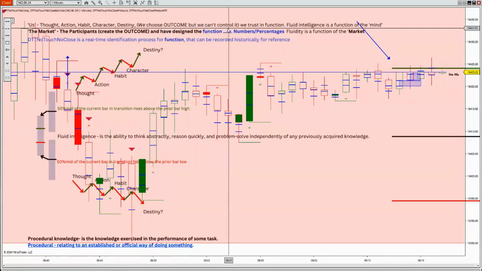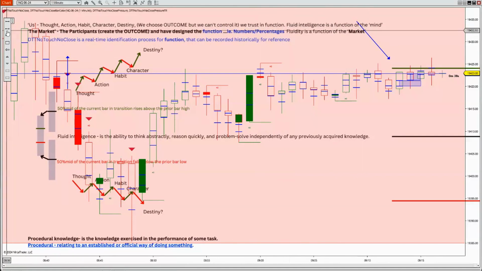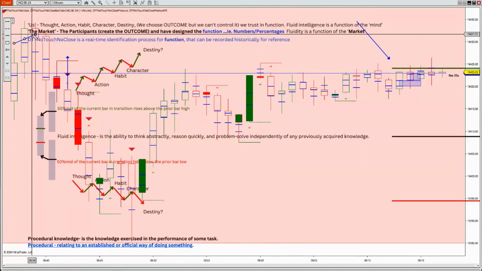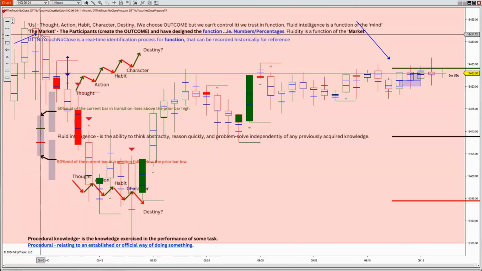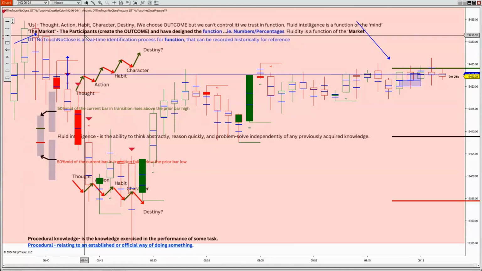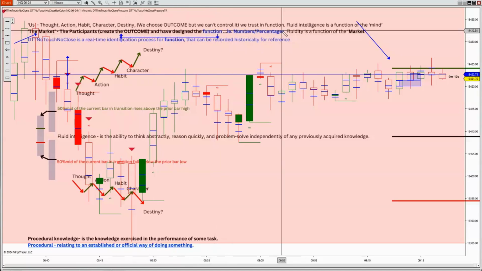We choose outcome, but we cannot control it. We trust in the function of it. So fluid intelligence is the function of the mind. The market is a sophisticated model of who we are. Remember, everyone that's trading or those that can control the experience have thought of it. And then they, of course, elicit people's help to get them to program machines and all of that to get it to work. But these participants can create the outcome and have designed the function, the numbers and the percentages that are on the chart, to make sure that the outcome will absolutely happen.